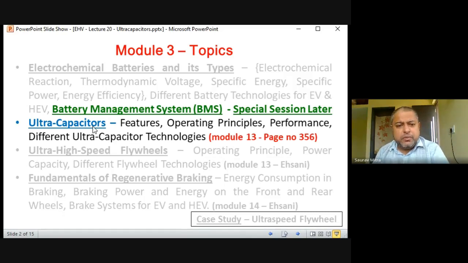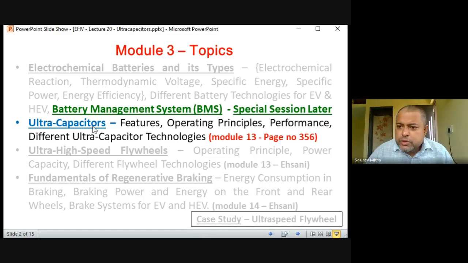At the end of the battery, one very important topic is pending, that is battery management system. Today I'll upload the ultracapacitor lecture being conducted now, and after that I will upload all the links related to battery management system. 5 or 6 links I will upload, so you see all those links. There is a 3 lecture series in battery management system that you see. After that, early next week, I will record a session and upload it.